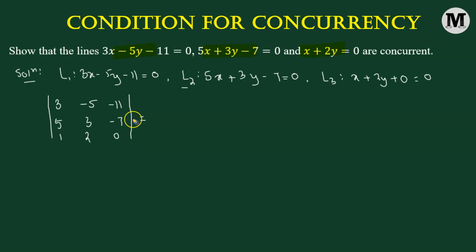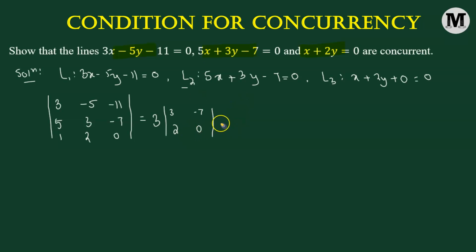Okay, what we'll do, we're going to expand this determinant along the first row. So let's consider the first element in the first row, first column, which is 3. So 3 is going to get multiplied to a 2 by 2 determinant. This 2 by 2 determinant can be found by rejecting the row that contains 3. That means we're going to reject the first row and also reject the column that contains 3. That means we have to reject the first column as well. That leaves us with 3, negative 7, 2, and 0. So this is how we form the 2 by 2 determinant.